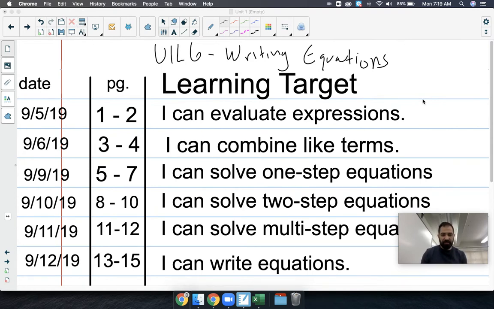And our goal today is to figure out how we can write equations from word problems. We're going to see some words, and we're going to go from there and change those into equations, and then at some point we'll solve those as well. Let's get into it.